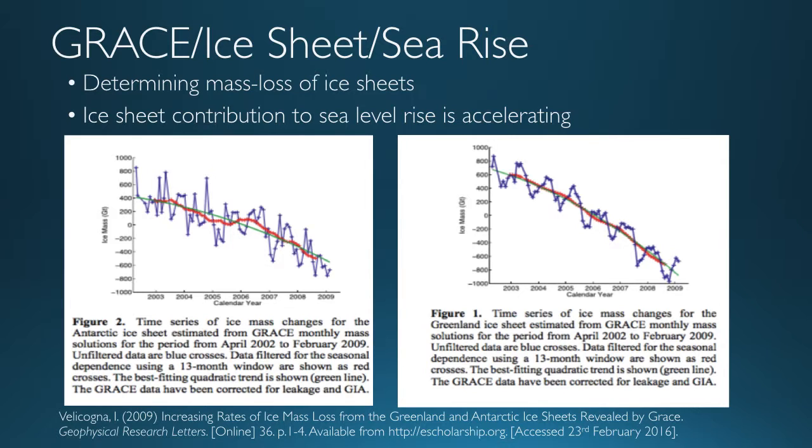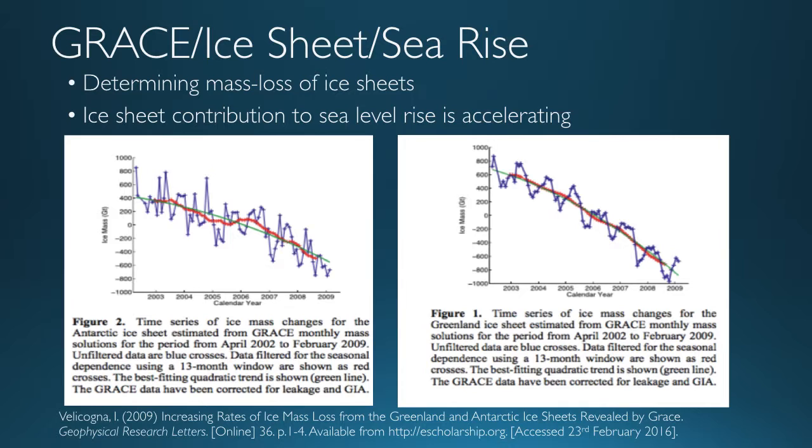After their detailed analysis, they say that it unambiguously reveals an increase in mass loss from both ice sheets. They also find that the combined contribution is accelerating at a rate of about 56 gigatons per year, plus or minus 17 gigatons per year squared. This leads to an acceleration in sea level rise of 0.17 plus or minus 0.05 millimeters per year squared.